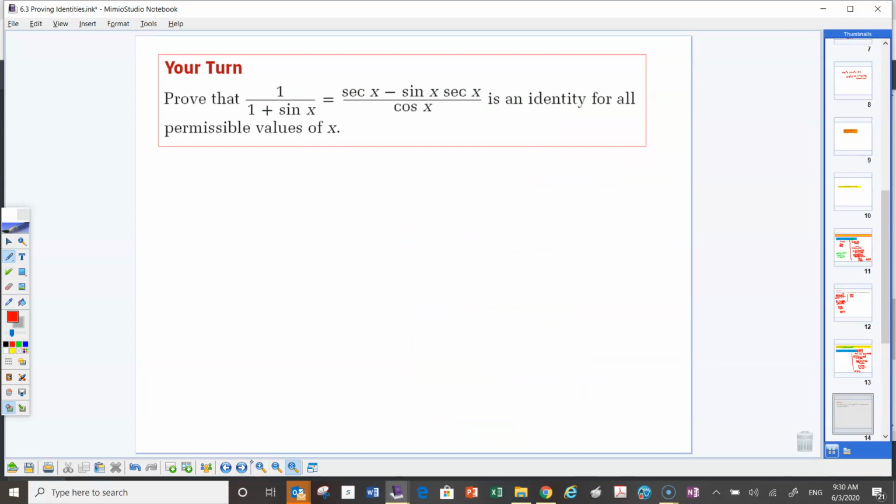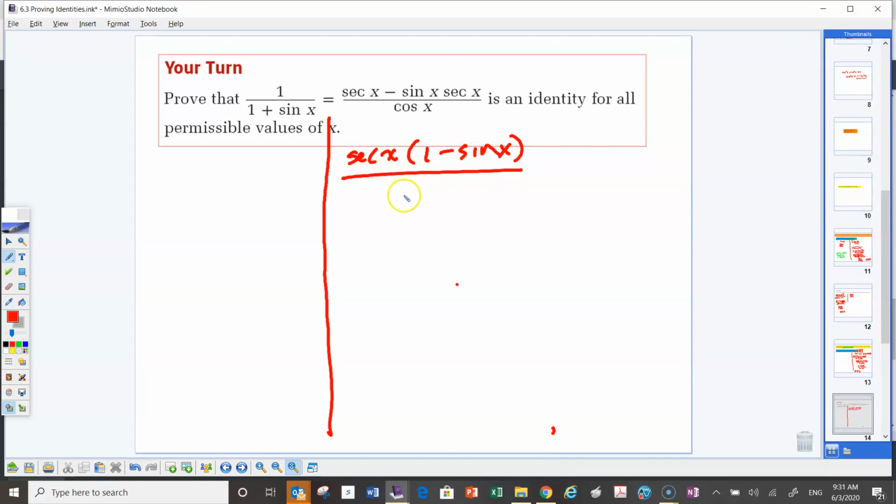Okay, in this particular question, very similar to the previous one, I'm going to try to get 1 over 1 plus sine x on the right-hand side. So the first thing I'm going to do, if you notice, is I have a common term of secant x here. And now notice I have this and this, which are conjugates, so I'm going to multiply by 1 plus sine x over 1 plus sine x.